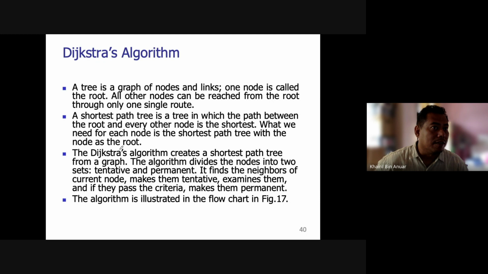The shortest path tree is a tree in which the path between the root and every other node is the shortest. What we need for each node is the shortest path, and then we create the shortest path tree from the graph. The algorithm divides the nodes into two sets, tentative and permanent. It finds the neighbors of the current node, makes them tentative, examines them, and if they pass the criteria, makes them permanent. You can see that in this next figure.